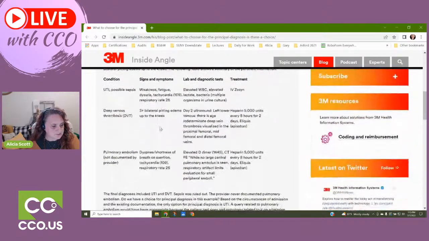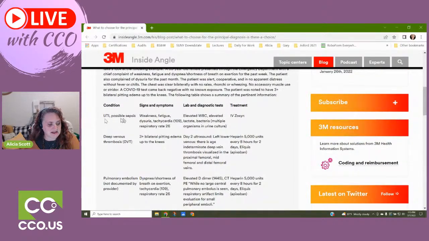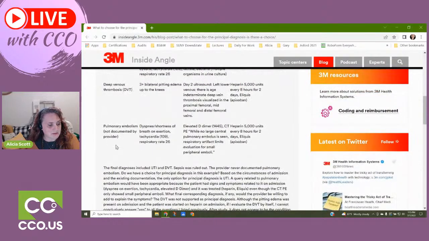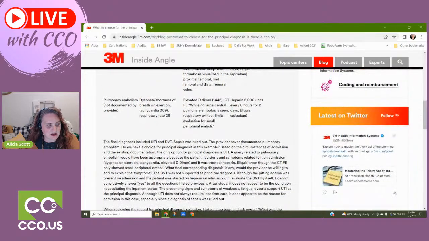So, what did they do? They said she had the signs and symptoms of an upper respiratory infection, possibly sepsis. They listed the signs and symptoms, all the lab tests, and the treatment. They put her on IV antibiotics right away. They considered deep vein thrombosis because of the bilateral pitting edema. They did an ultrasound and all those tests, and gave heparin and Eliquis. Then pulmonary embolism, not documented by the provider though, could explain the shortness of breath. Then they review the lab tests, the heparin that they used, and Eliquis.